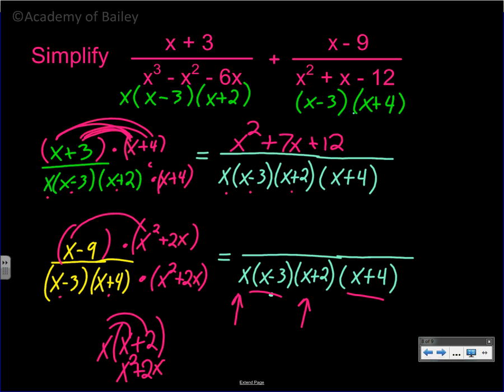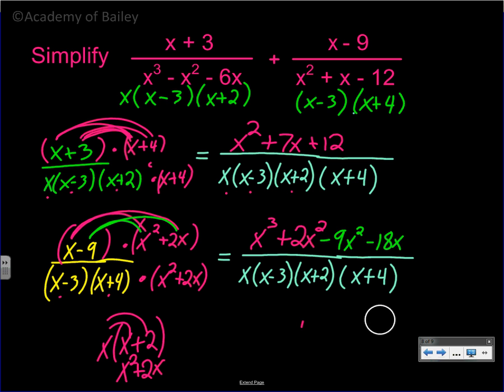So let's see, we have 1x times x squared, which is x cubed. 1x times 2x, which is 2x squared. We're going to have negative 9 times x squared, which is negative 9x squared. And then we're going to have negative 9 times positive 2x, which is negative 18x. And we know positive 2x squared and negative 9x squared will make negative 7x squared. And I guess I left out x squared there. Positive 2x squared minus 9x squared is negative 7x squared.